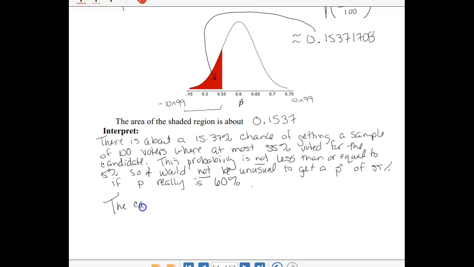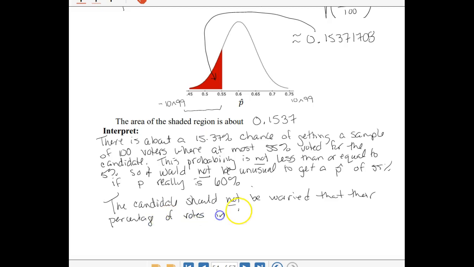So the candidate should not be worried that their percentage of votes in the population has declined. Again, we're taking sample results and we're drawing an inference here now back to the population. So again, we're heading into that whole idea of inferential statistics.